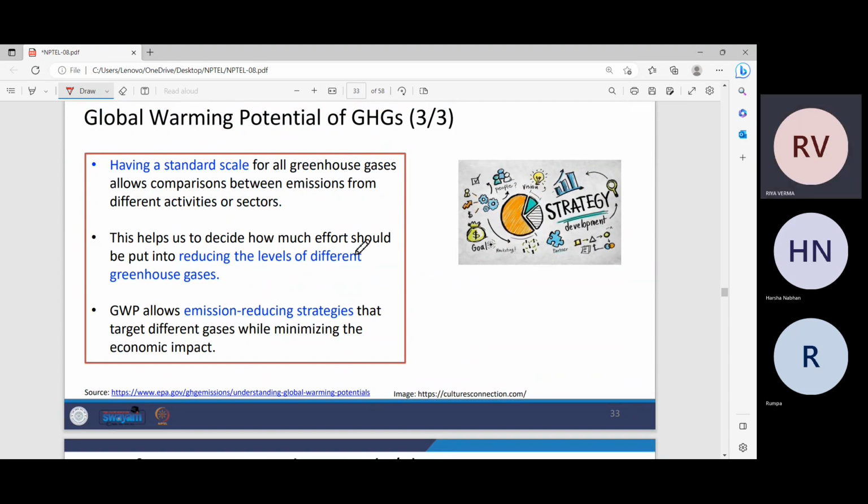So, having a standard scale for all the greenhouse gases allows us to compare the emissions from the different activities or sectors, because every sector has its own emission inventories. So, how do we compare that? How much emissions are they releasing, or how much emissions are being delivered into the atmosphere?